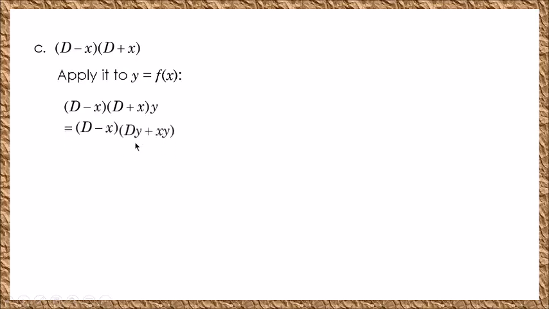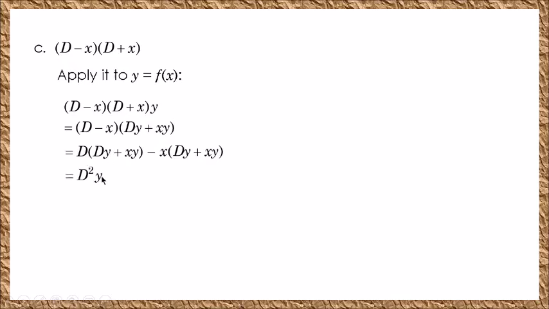Letter C, D minus x, D plus x. Applying it to y equals f of x. So we get D minus x, D plus x applied to y. So we apply first D plus x to y. So getting D applied to y plus xy. Applying the second operator to this result, we have D applied to D applied to y plus xy, minus x times D applied to y plus xy.